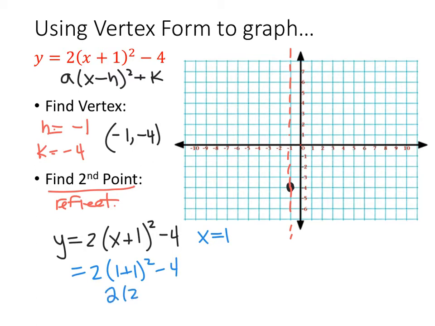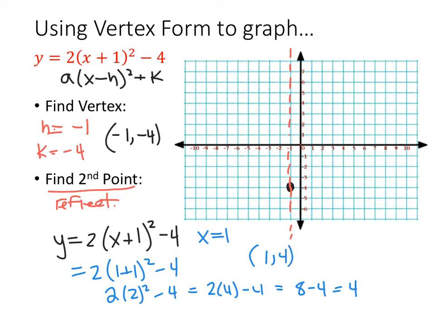So 2 times 2 squared minus 4, which is going to give me 2 times 4 minus 4, and that gives me 8 minus 4, which is 4. And so the ordered pair that I would get from that would be 1 comma 4.